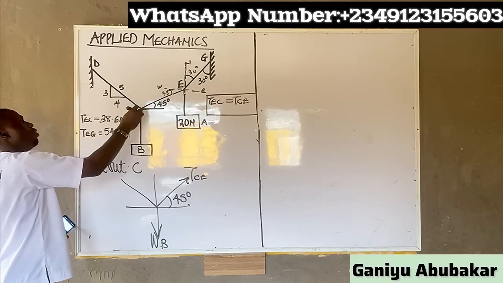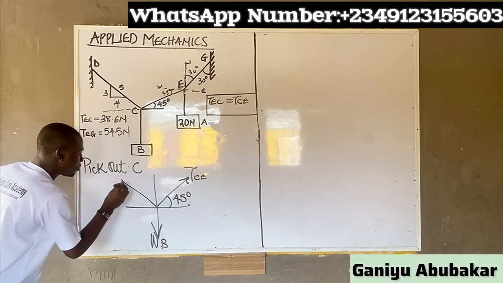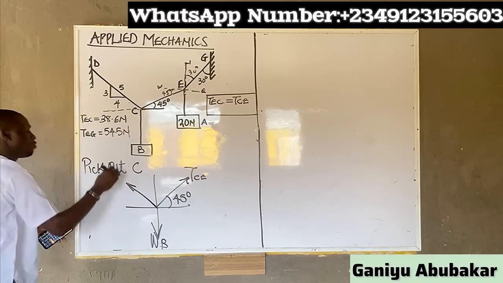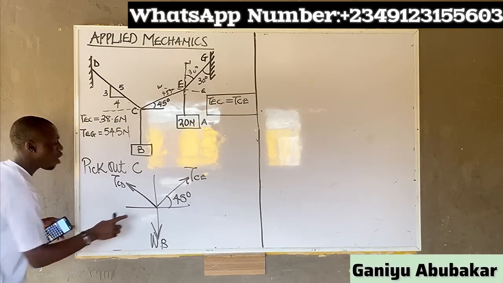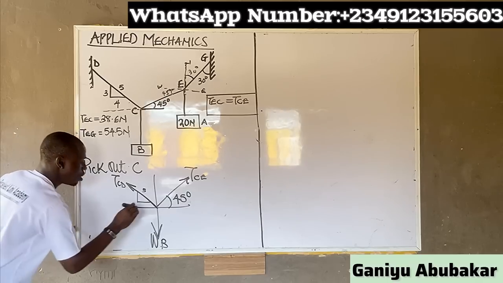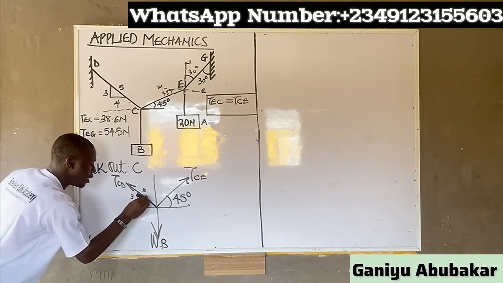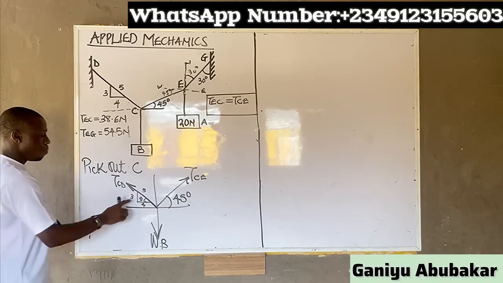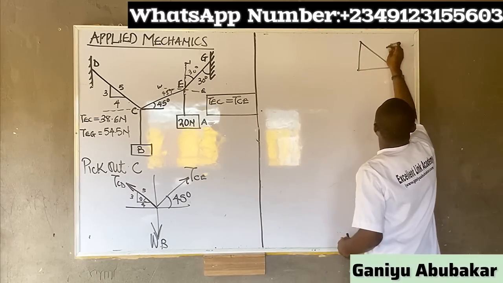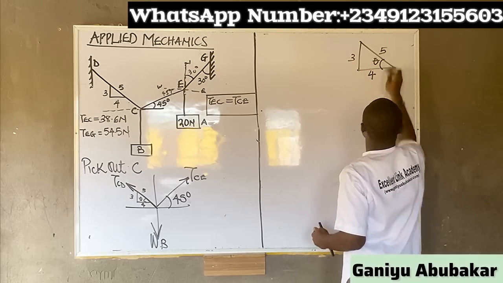I don't know the angle this line makes with the horizontal. I'll call it C to D, that gives you TCD, but I don't know the angle. What I know is this triangle, which is given: here is 5, here is 4, and here is 3. Let me call this place angle theta.